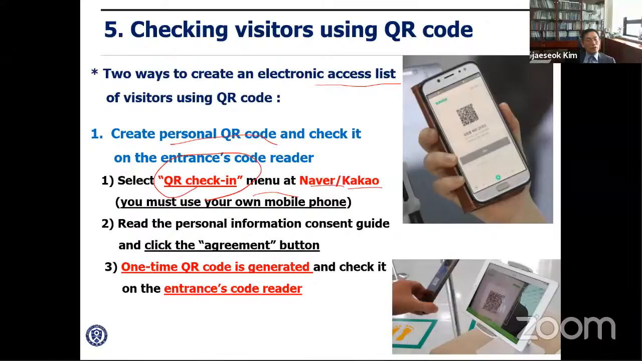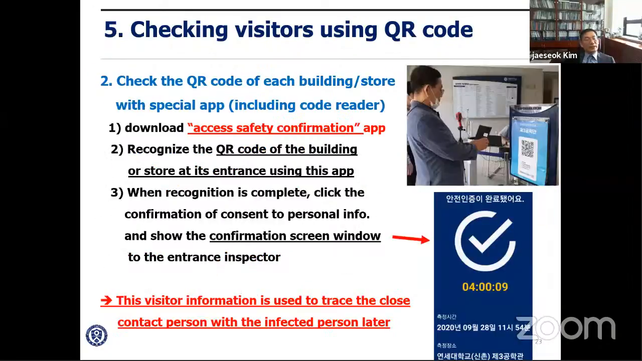And then you read the personal information consent guide and click the agreement button. Then a one-time QR code is generated like this. And then you have to check it on the entrance code reader like this. The second way is to check the QR code of each building or store with a special app.